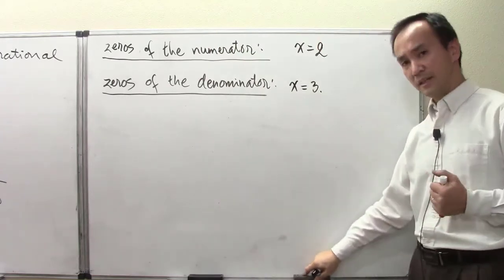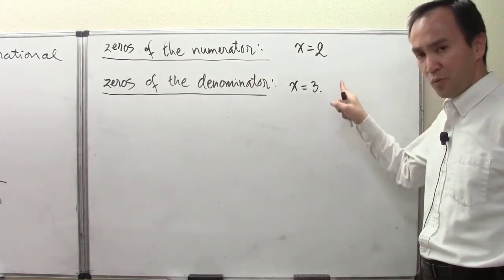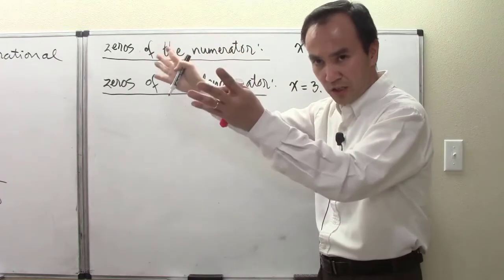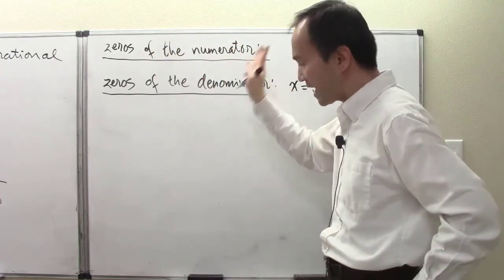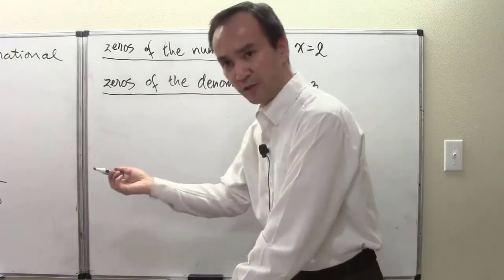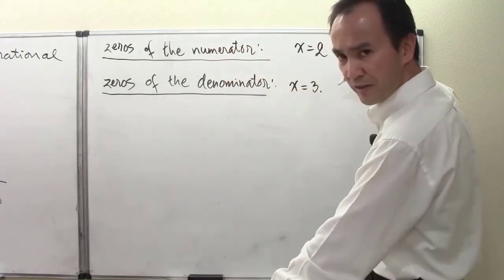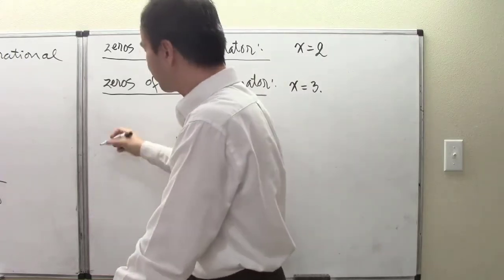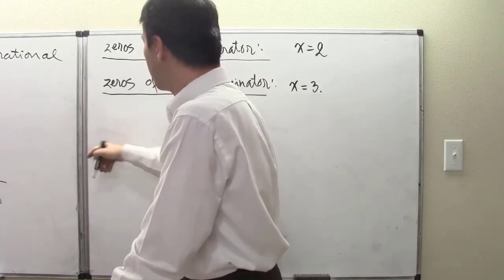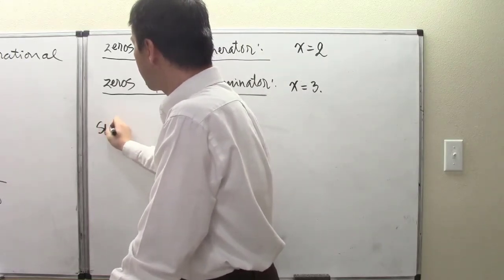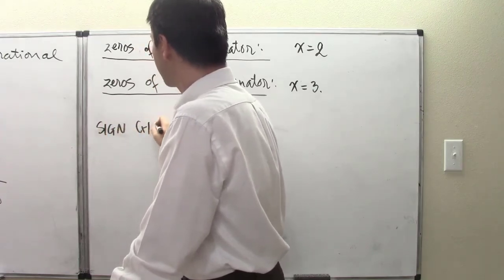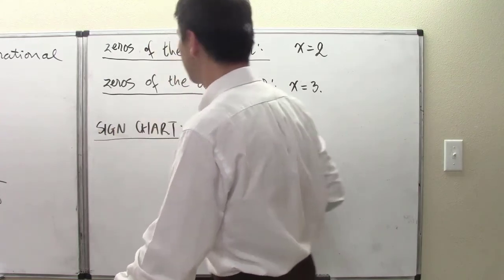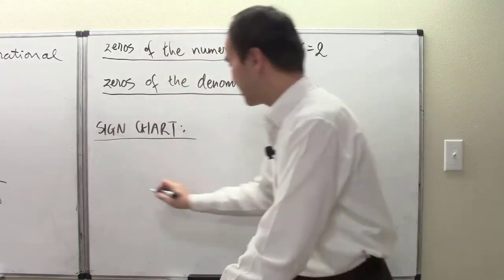Once we've successfully listed all zeros of the numerator and the denominator, now it's time for the sign chart. So this is the end of step 3 that we have successfully completed. Now we are going to construct the sign chart right here, same idea as before.